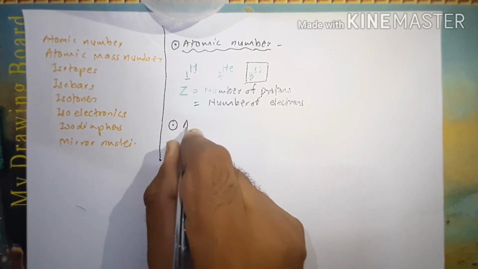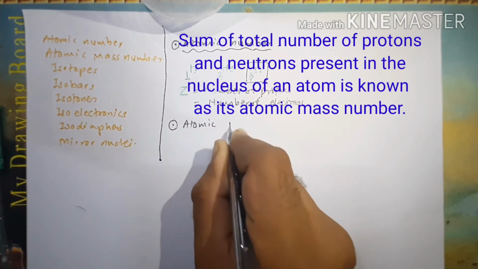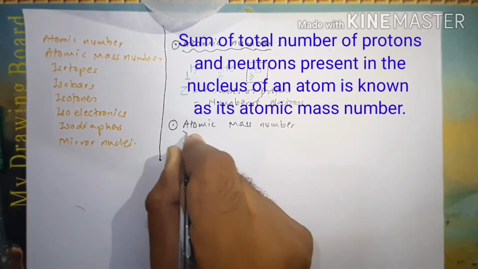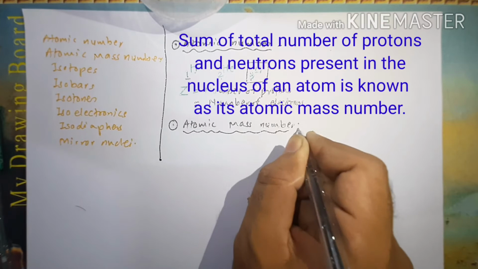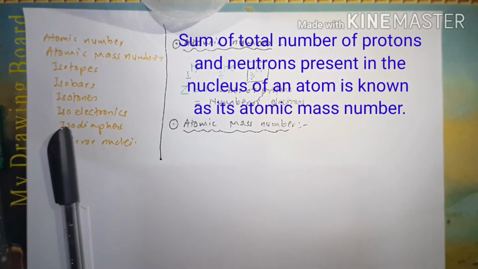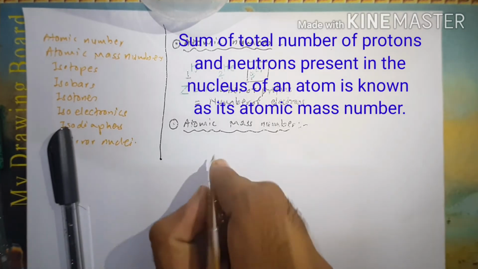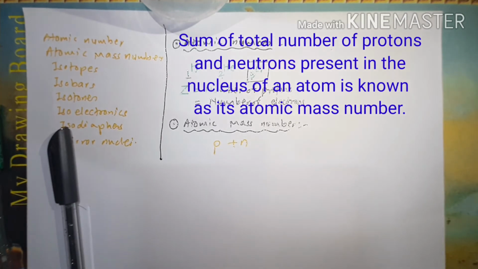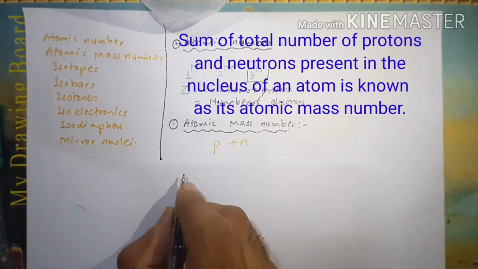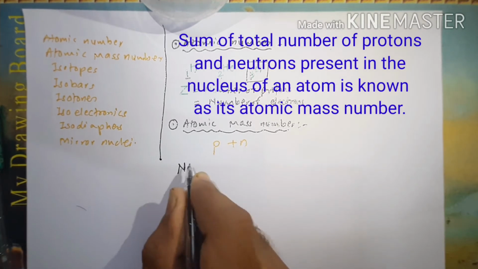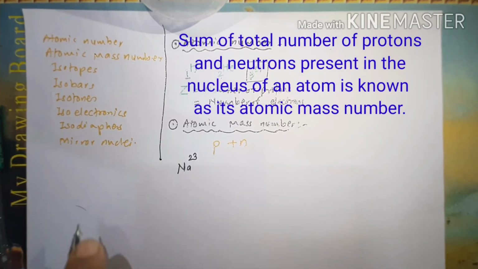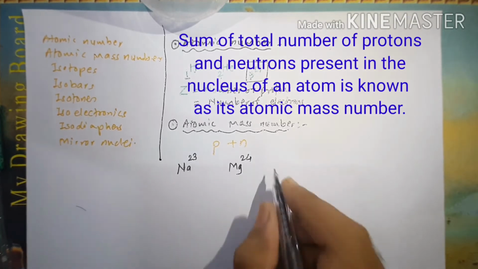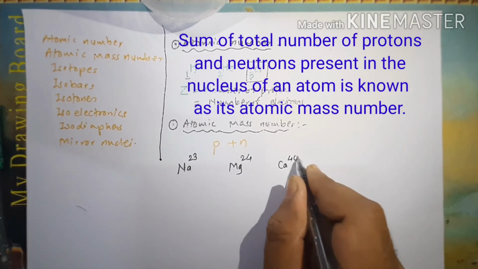Next term, atomic mass number. Atomic mass number is nothing but the sum of the total number of protons and neutrons present in the nucleus of an atom. Say for example, sodium atomic mass number is 23, magnesium atomic mass number is 24, calcium atomic mass number is 40.